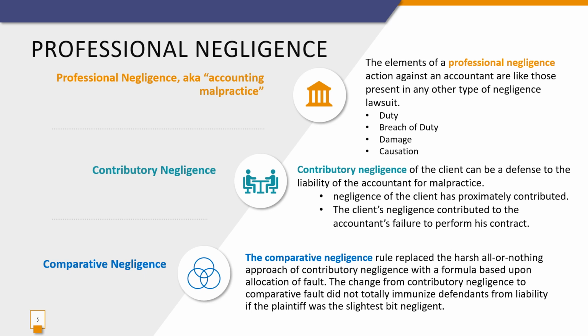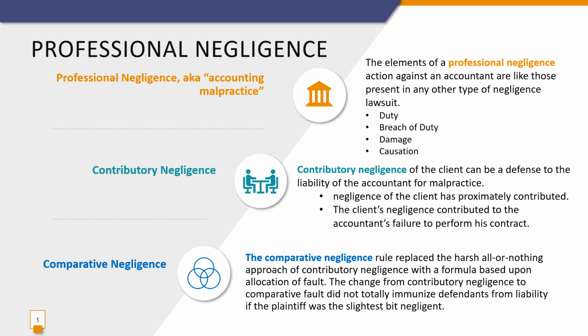Damages: the plaintiff must show that he or she suffered damage as a direct result of the accountant's breach of duty. And causation: the causal nexus between the asserted breach and damages, such as a business driven into bankruptcy because it went into debt in reliance on overstated financial statements.